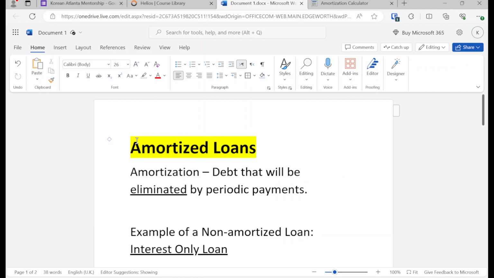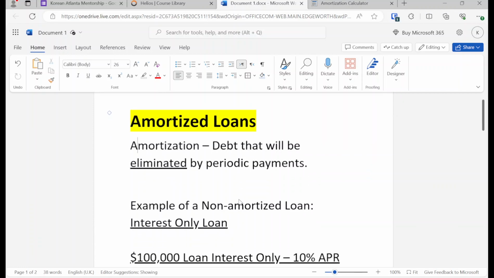So, can you have debt that's not eliminated by periodic payments? Absolutely. For example, an interest-only loan. I don't know if you've ever taken a hard money loan or maybe a line of credit that says, oh, interest only payments, right? That's an example of something that's not amortized. It's not going to be eliminated by periodic payments, and I'll just give you an example of this.